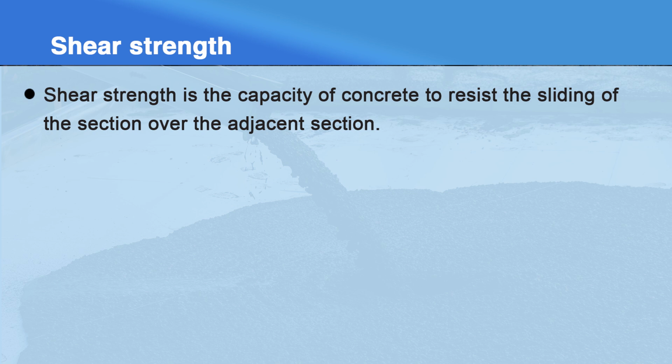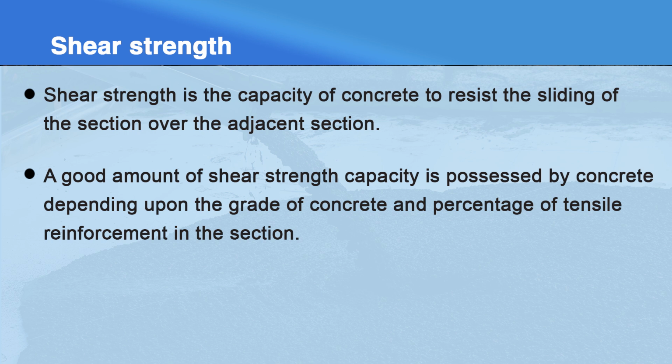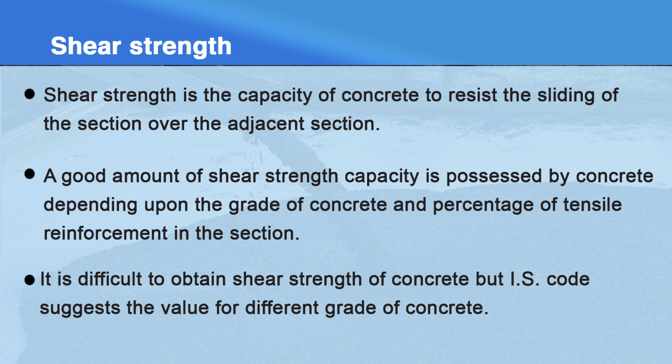The shear strength. Shear strength is the capacity of concrete to resist the sliding of one section over an adjacent section. A good amount of shear strength capacity is possessed by concrete depending upon the grade of concrete and the percentage of tensile reinforcement in the section. It is very difficult to obtain the shear strength of concrete directly, so IS codes suggest values for different grades of concrete.